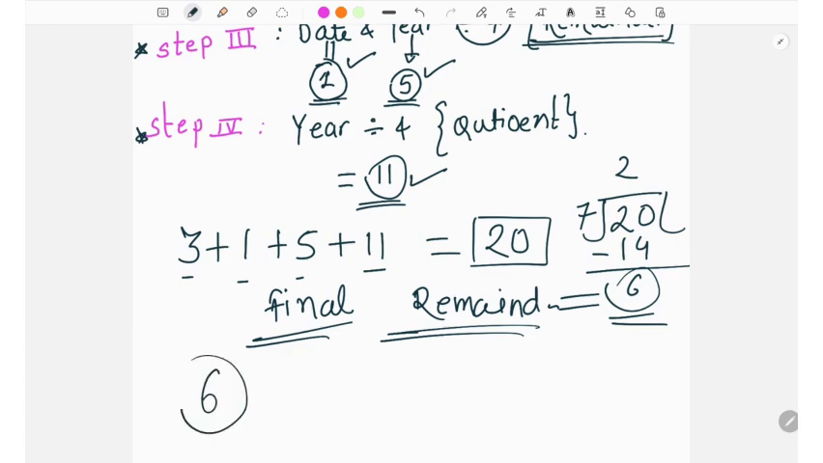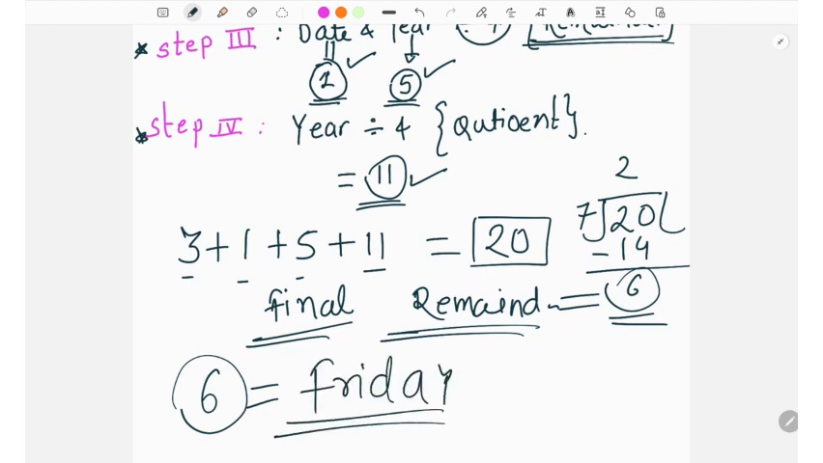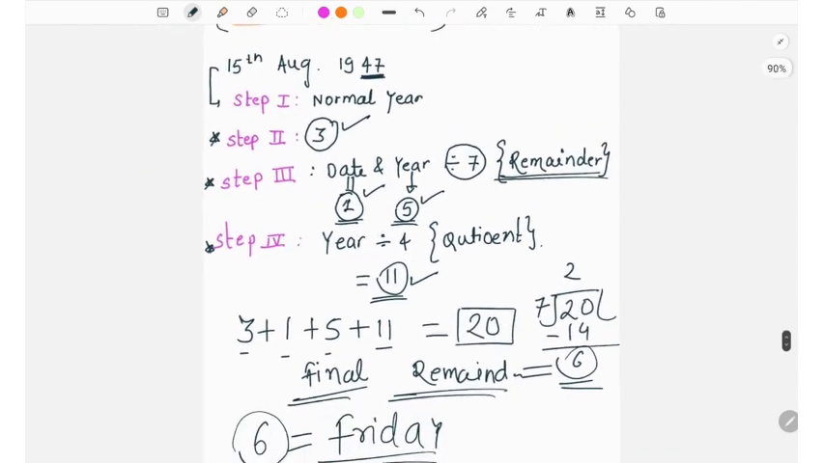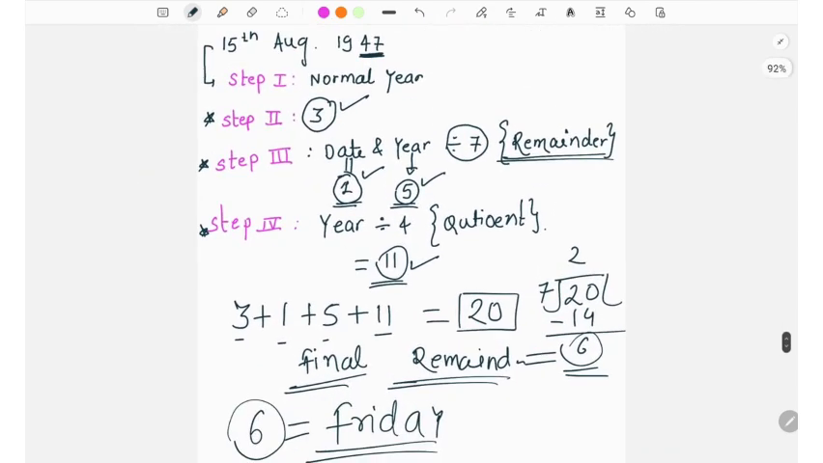Now what is 6? Just look into the codes for days. 6 is the code for Friday, so Friday is your answer. It means, students, on 15th of August 1947, which day was there? Friday. Now this is the authentic data. You can challenge it, you can simply Google it. So this is the answer for the given question. Let's practice a few more questions so that whatever doubts you have can be resolved.